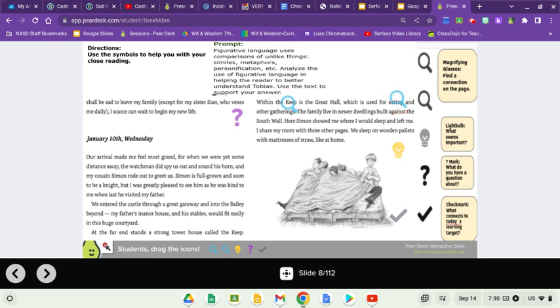The family live in near dwellings built against the south wall. Here Simon showed me where I would sleep and left me. I share my room with three other pages. We sleep on wooden pallets with mattresses and straws at home. It seems to me that the castle itself is the big idea here, and we enter it and we learn where people live and what it's like. I do not see any figurative language, so I put the check mark on top of the check mark.